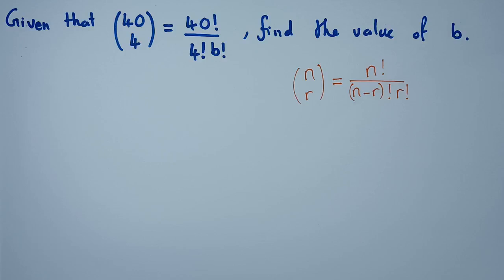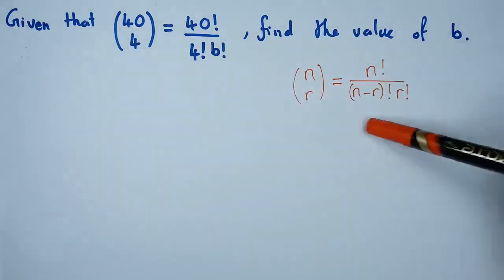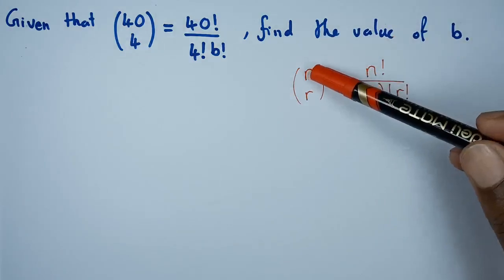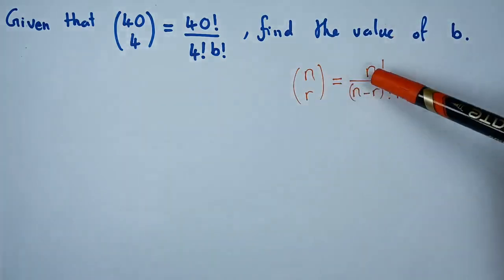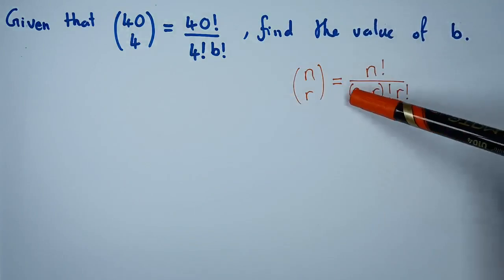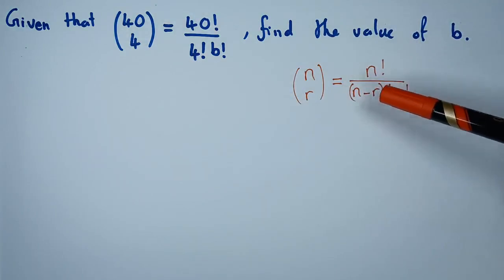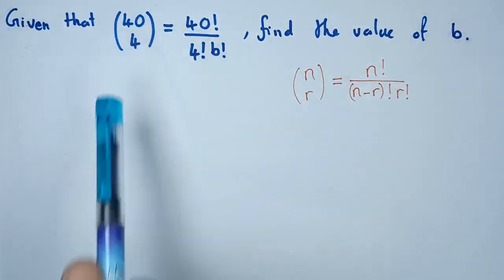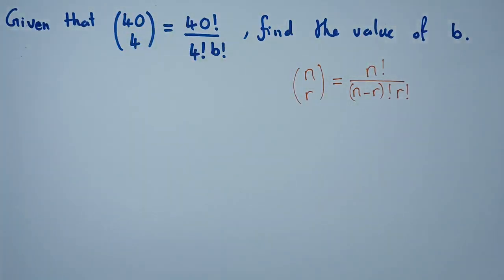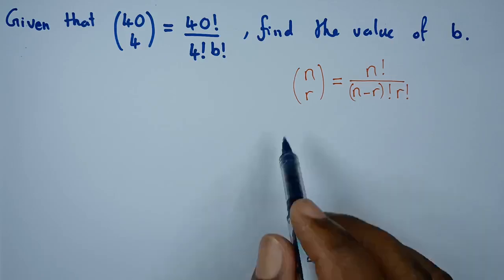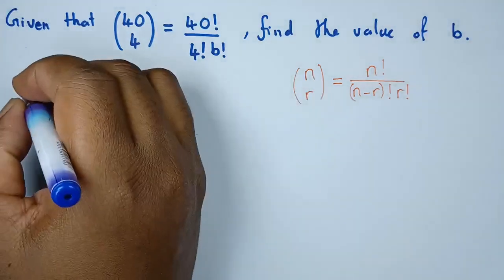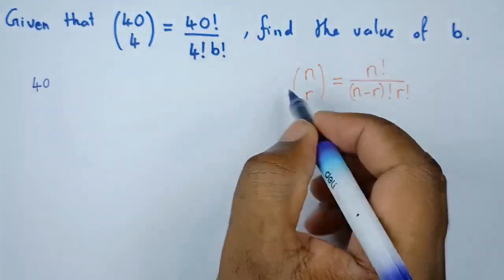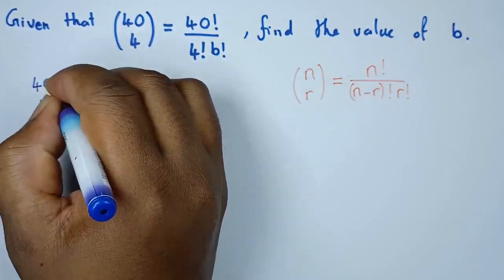To start with, it's important to note that a combination is given by this expression. If you're combining n and r, then it's given as n factorial divided by n minus r factorial times r factorial. In this case, the n we're looking at is 40 and the r we're looking at is 4. So we're just going to do the substitutions and then see how we can simplify. Where there's n, we'll put 40, and where there's r, we'll put 4.